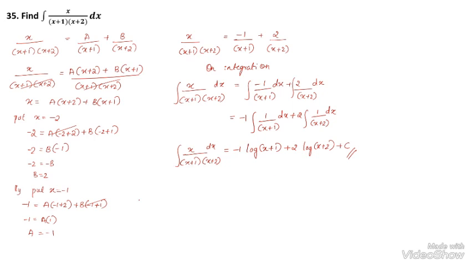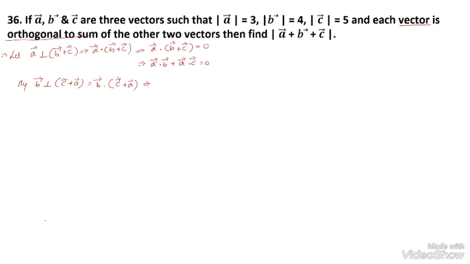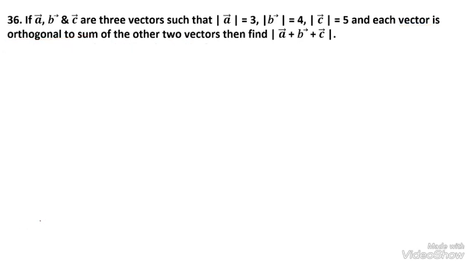Next, let's move on to question number 36. Here in question 36, vectors a, b and c are three vectors such that the magnitude of a is 3, the magnitude of b is 4 and the magnitude of c is 5, and each vector is orthogonal to the sum of the other two vectors. Then we have to find the magnitude of vector a plus vector b plus vector c.